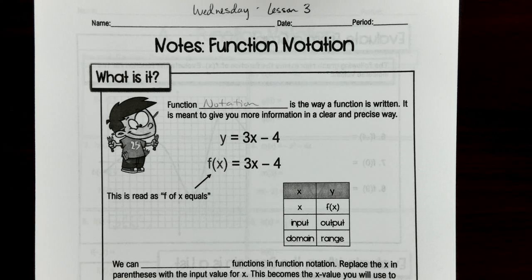Right, okay, so we can write it y equals 3x minus 4. You've seen it like this. But you may not have seen it written like this. This is written in function notation. This is the same exact function. It's just written a different way. Nothing changes. It's just written two separate ways. So it's meant to give you more information in a clear and precise way. And it's going to allow us to input a number and get an output.